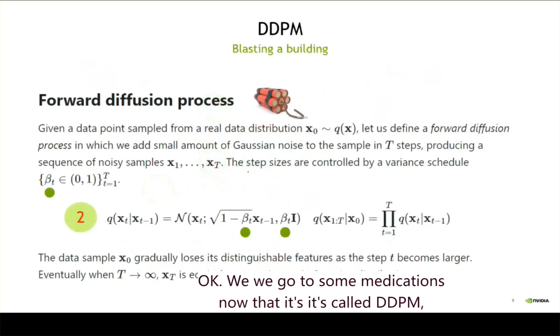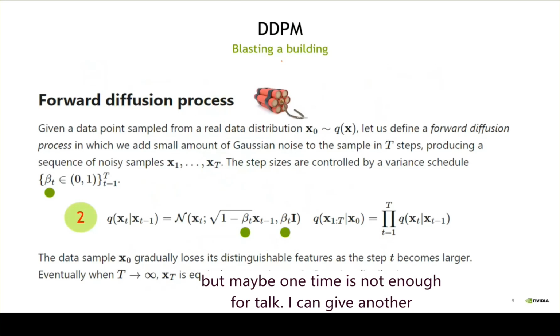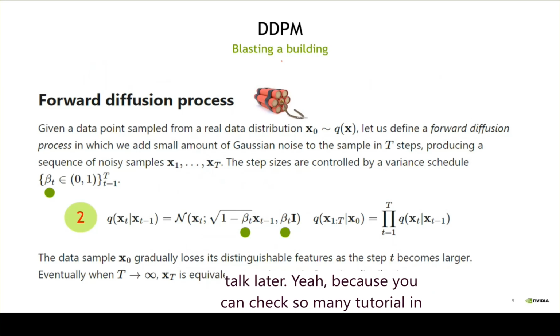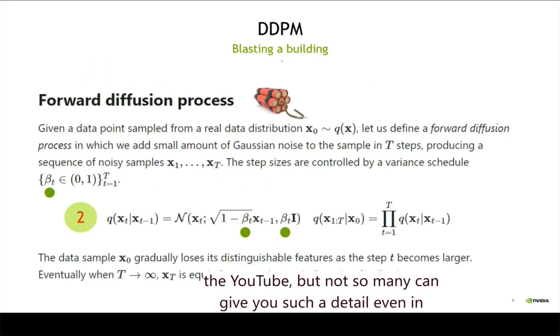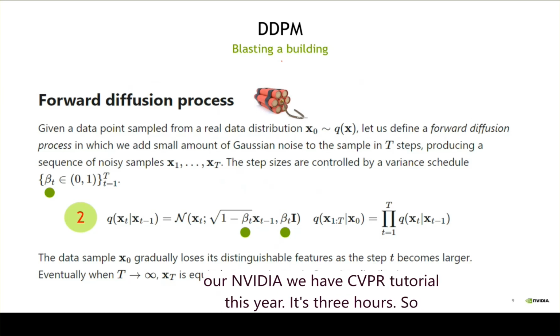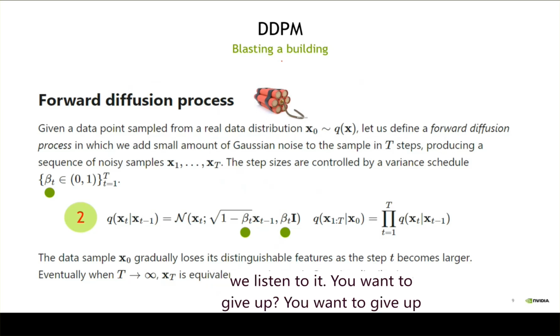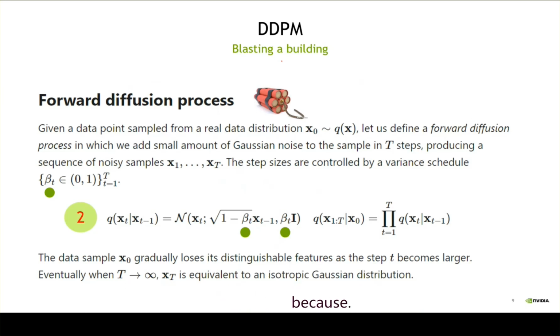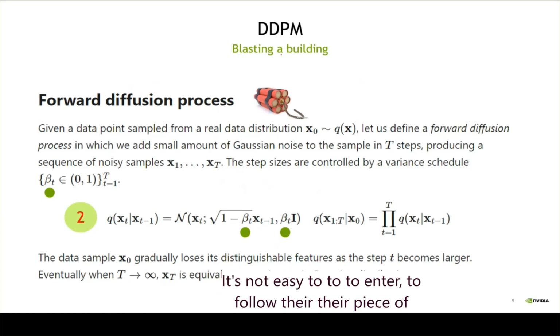Okay, we go to some equations now. It's called the DDPM. But maybe one time is not enough for a talk. I can give another talk later. Because you can check so many tutorials on YouTube, but not so many can give you such detail. Even at NVIDIA, we have a CVPR tutorial. This year it's 3 hours. So when you listen to it, you want to give up, because it's not easy to follow their pace of talking, right?